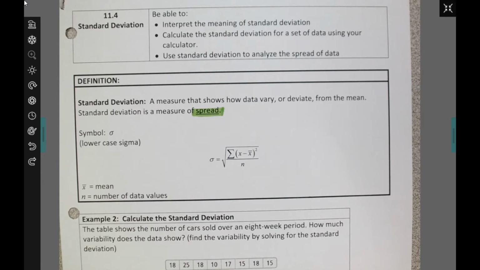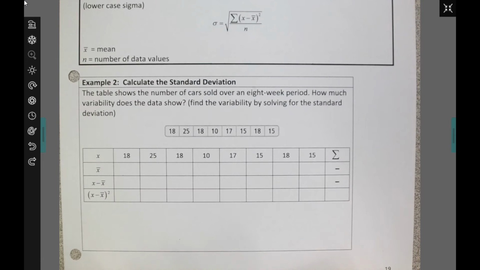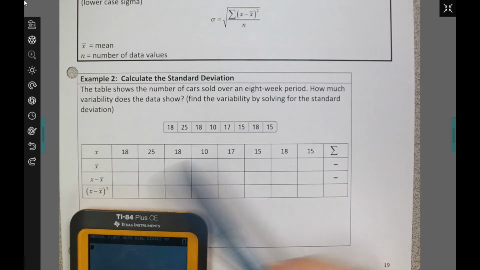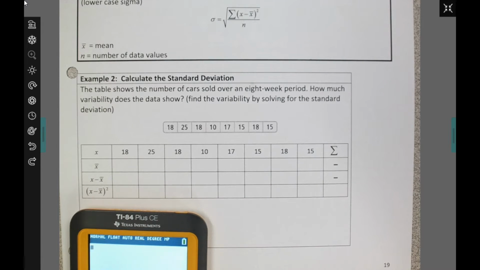So in order to calculate it by hand, we're going to go ahead and fill in this table down here because it makes life a little easier. They tell us that the table shows the number of cars sold over an 8-week period. We want to know how much variability the data shows. We want to find the standard deviation. Okay. So to do this, first off, I need to fill in the X bar. X bar is the mean.